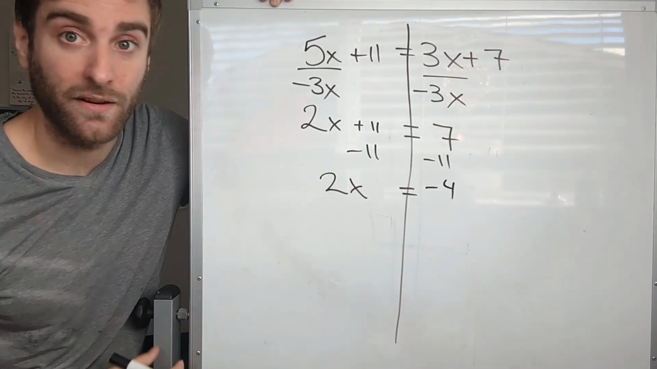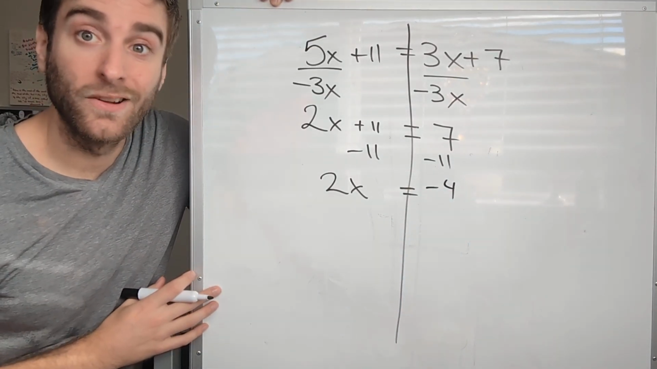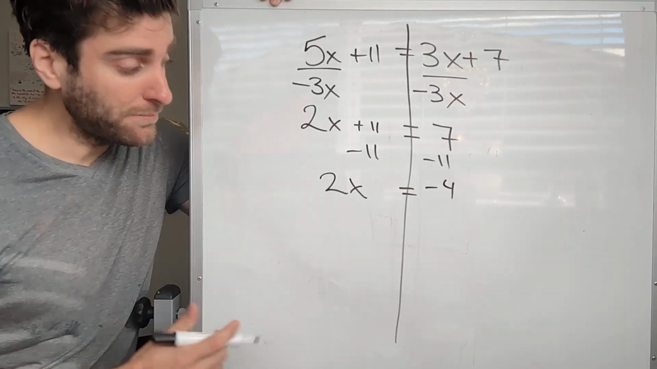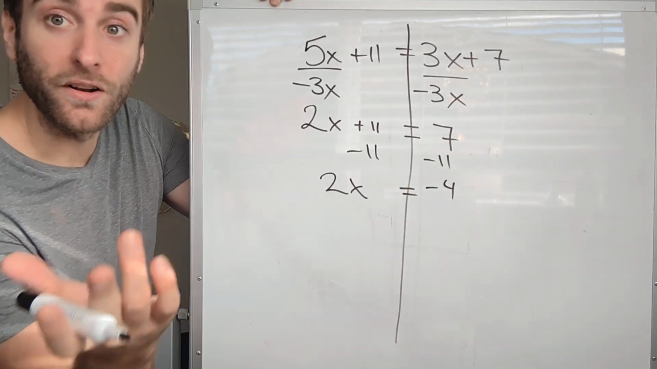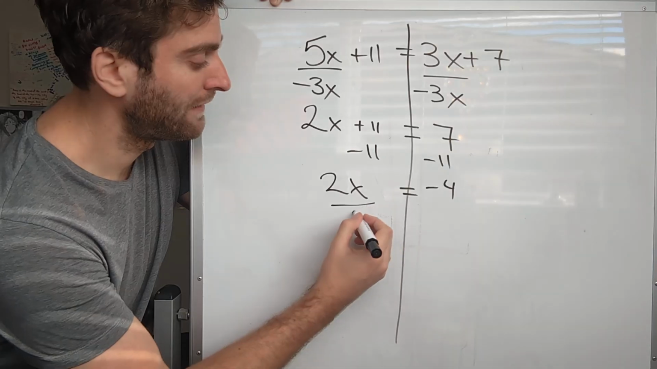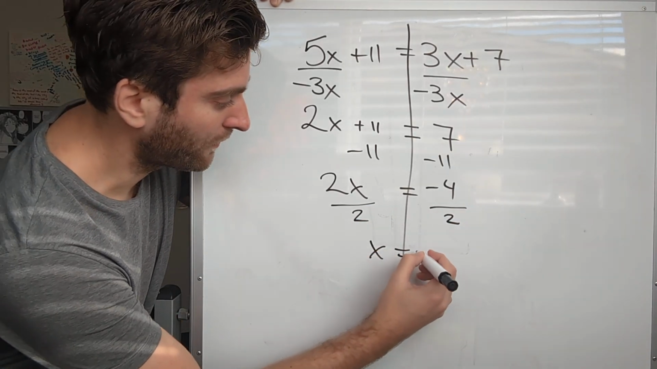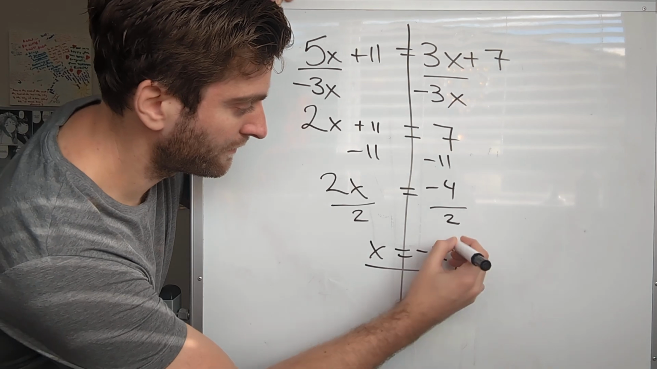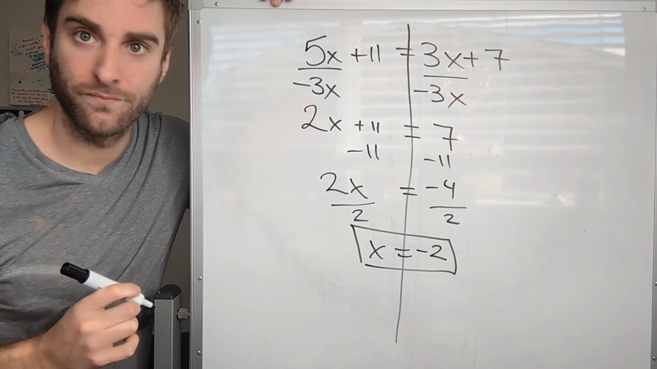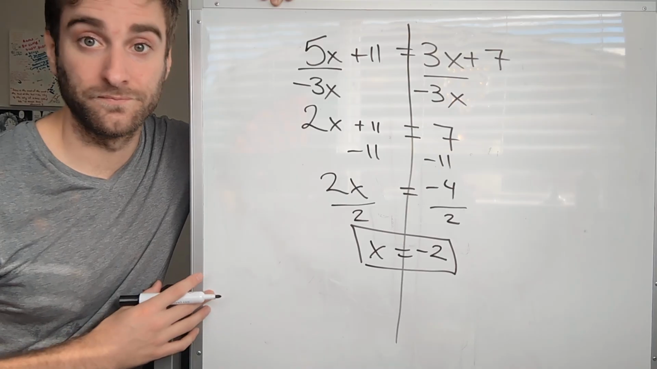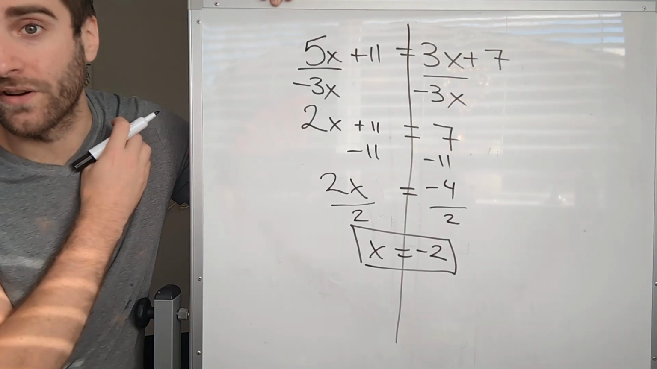It's negative 4. Okay. 2x equals negative 4. Last step, this is 2 times. So what are we going to do? What's our last step? Divide. X equals negative 2. Hope you've got that all copied down.